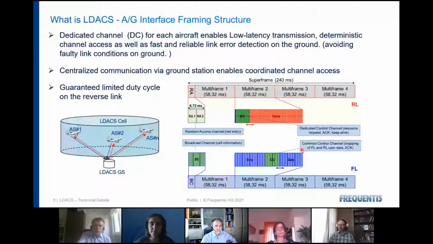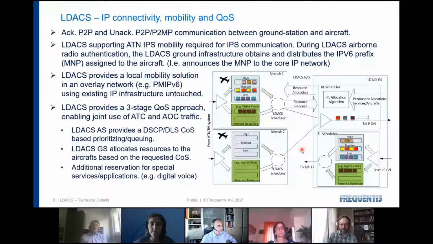Coming now to the IP connectivity, mobility, and quality of service functions of LDACS. LDACS provides an acknowledged point-to-point connectivity using the selective repeat ARQ protocol, and an unacknowledged point-to-point and point-to-multipoint communication between the ground station and the aircraft. The unacknowledged is used, for example, for digital voice.